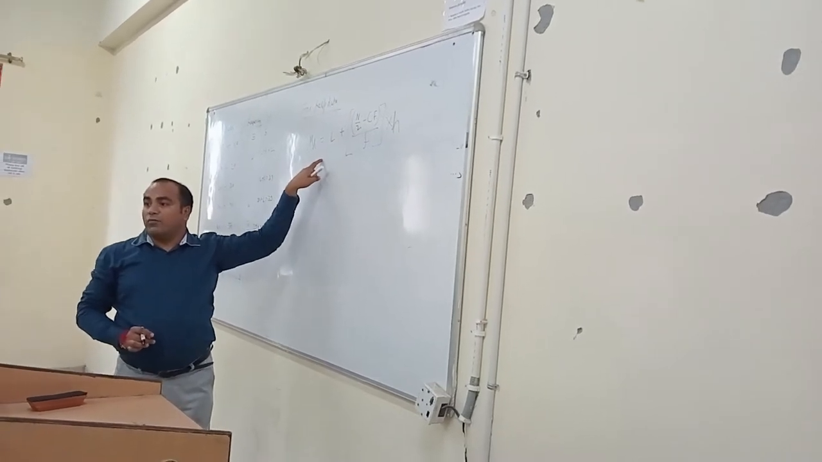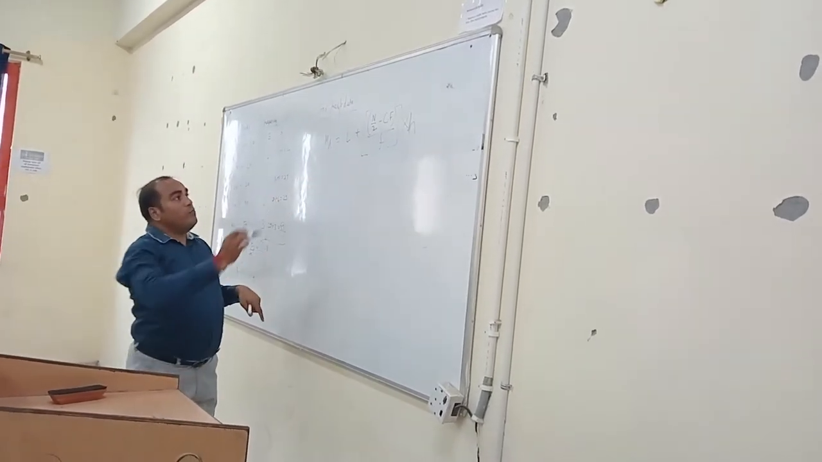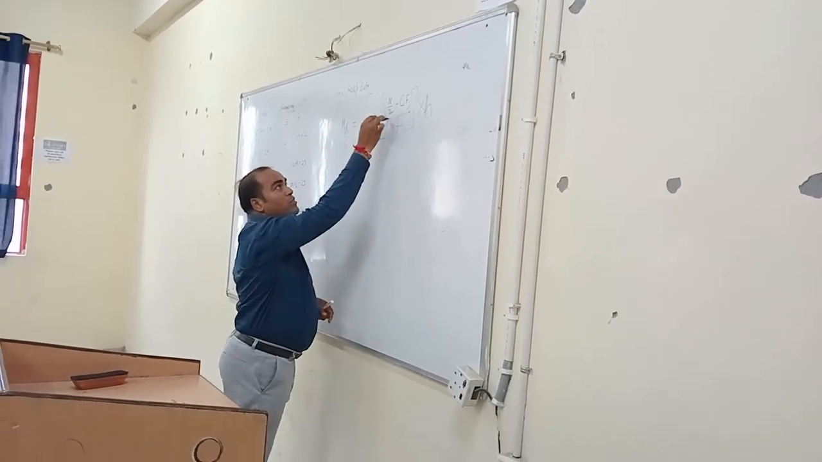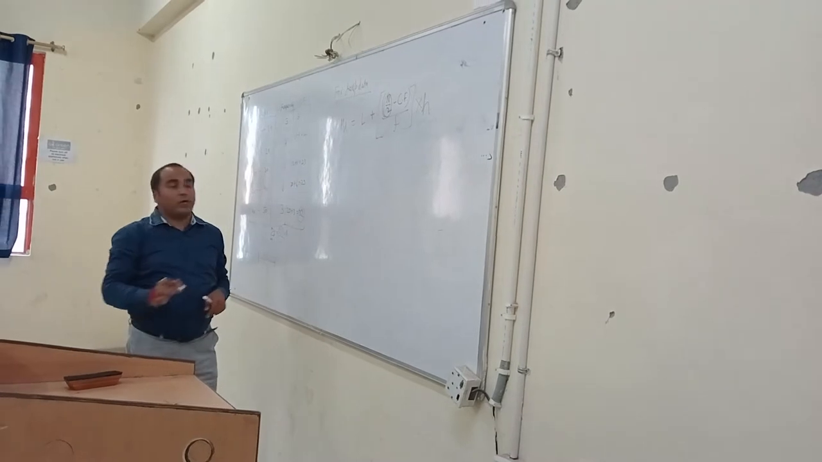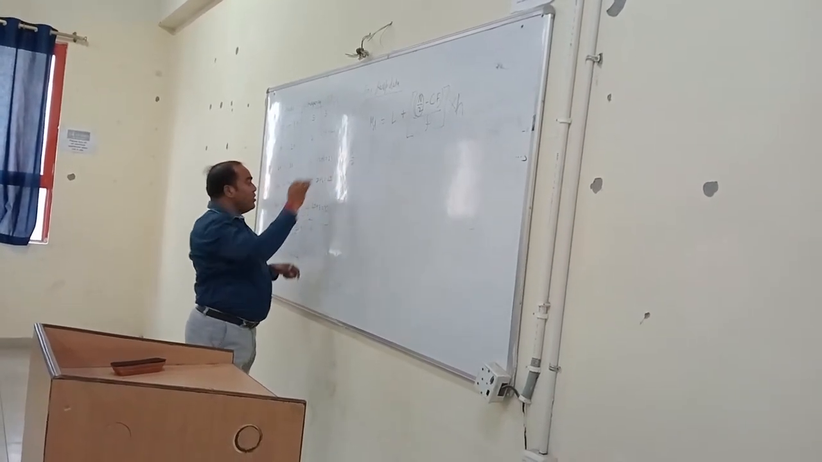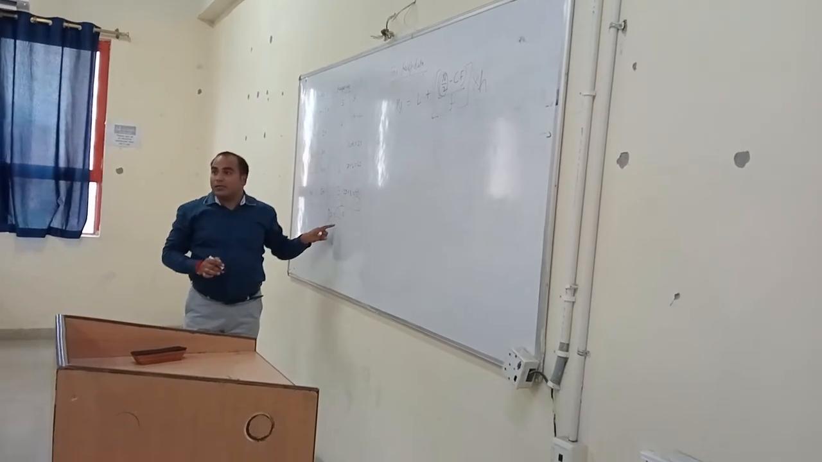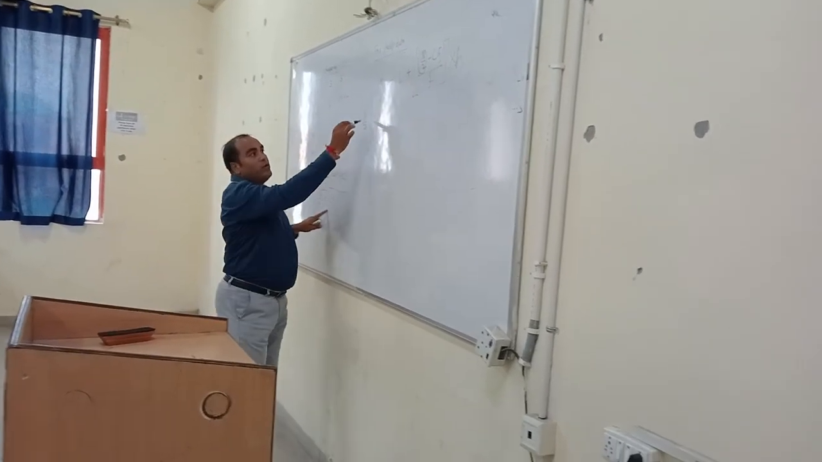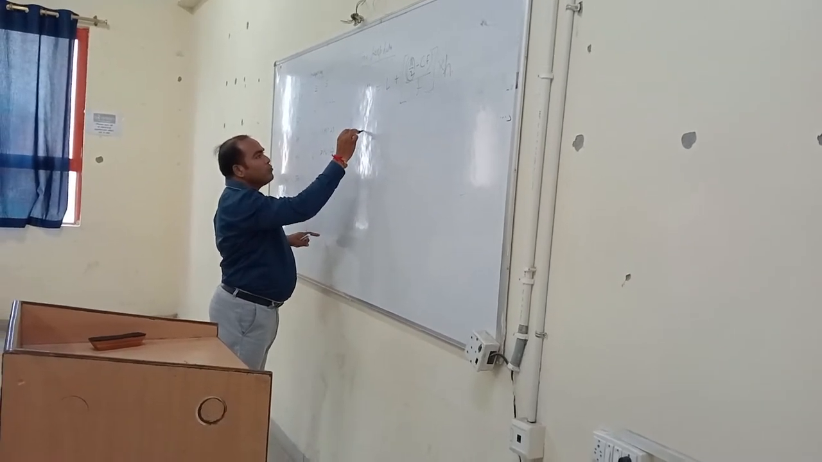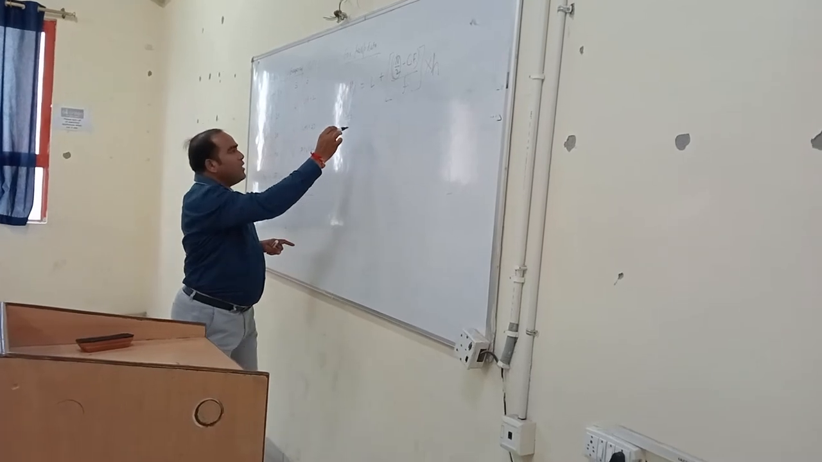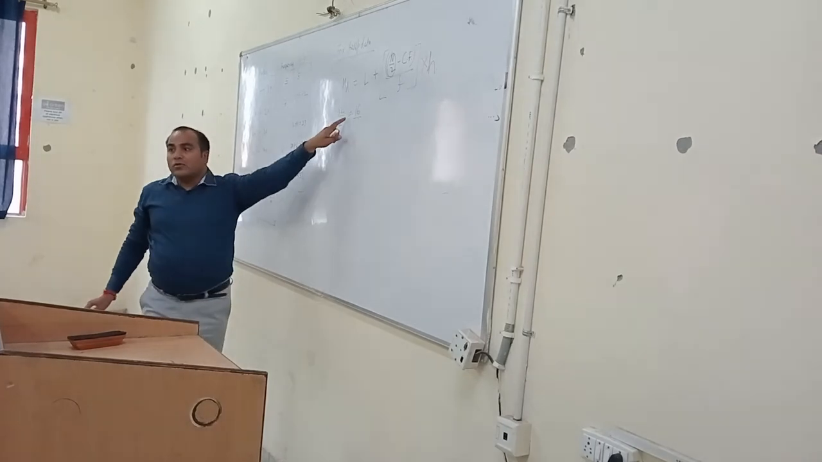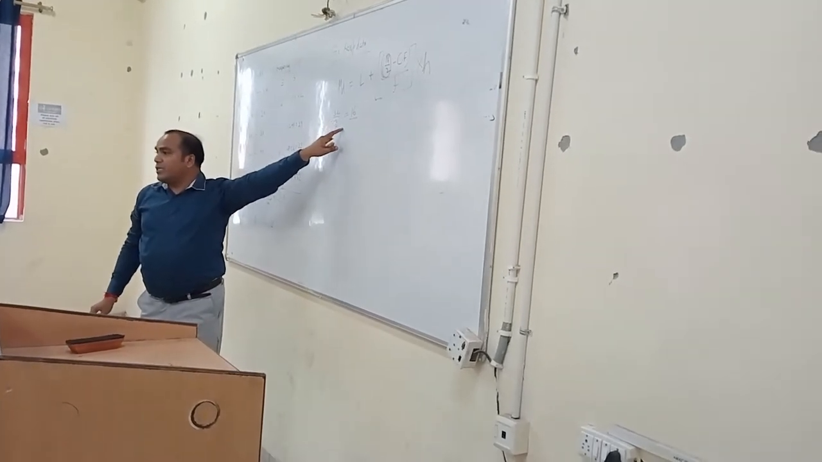How to get the formula? First, you have to start from finding the value n by 2. So what would be n by 2 here? The total n is 32, so n equals 32 divided by 2, which gives 16. So n by 2 is 16.